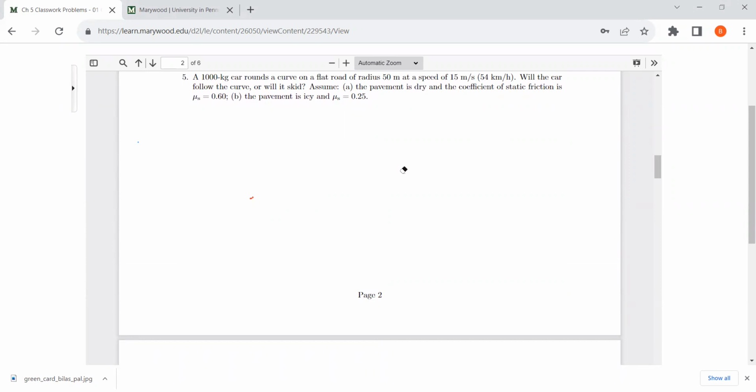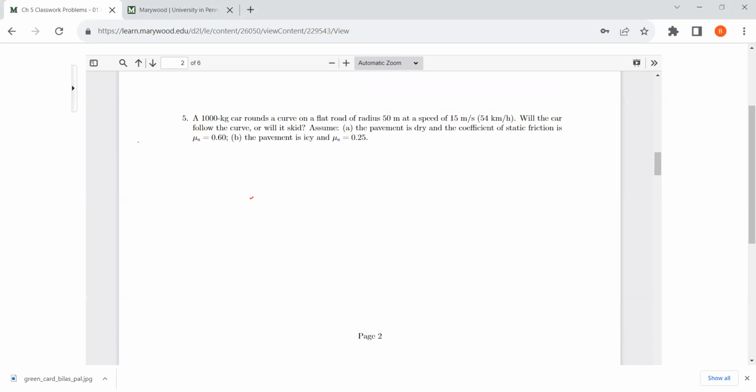This is the problem where we have a car whose mass is 1000 kilograms. The radius of the flat, unbanked curve is given as 50 meters, and the velocity is given as 15 meters per second. Now it asks us: will the car follow the curve or will it skid?